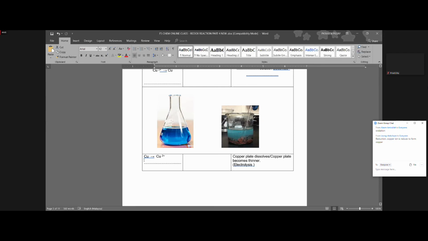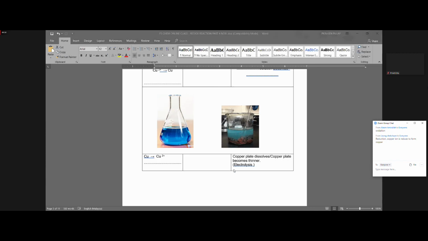What type of reaction is this? Try, Sean. What type of reaction? Okay. This is oxidation, 0 to +2 oxidation. So I put in copper atom oxidizes. Copper atom is oxidized to form copper 2 ions.